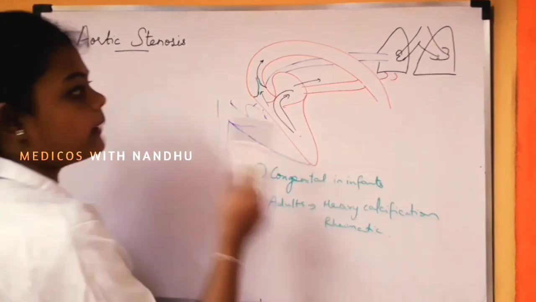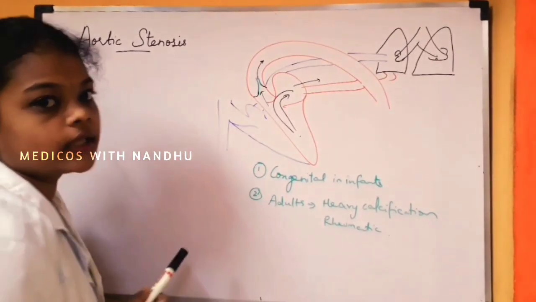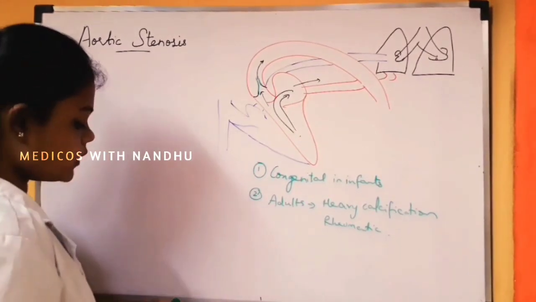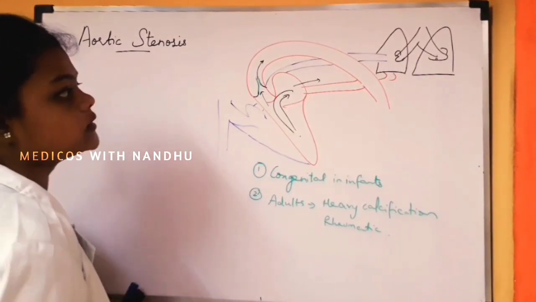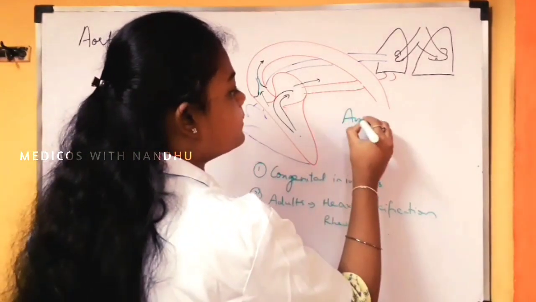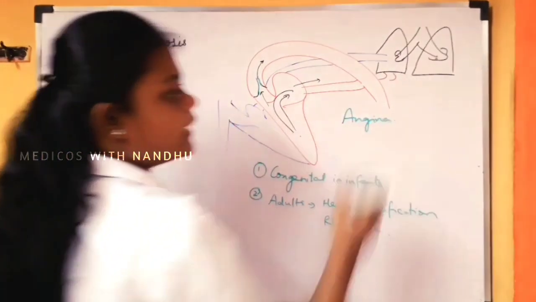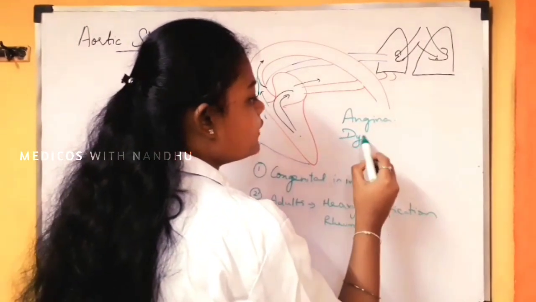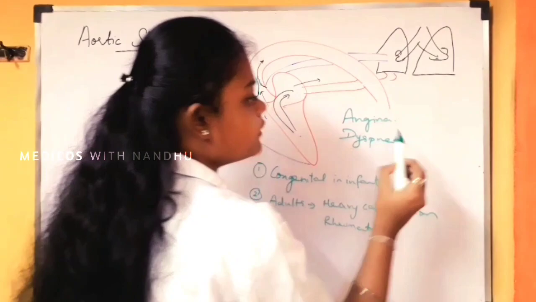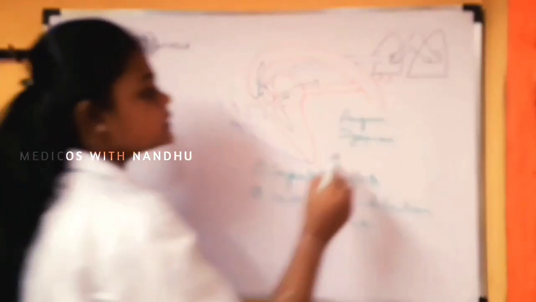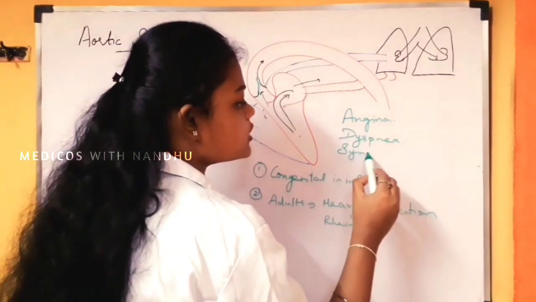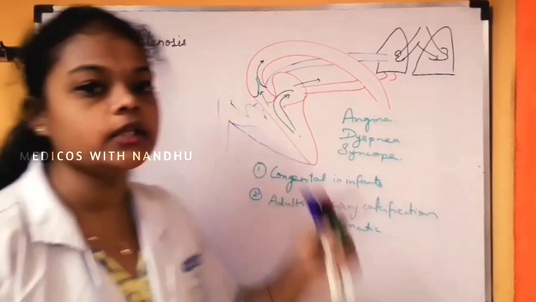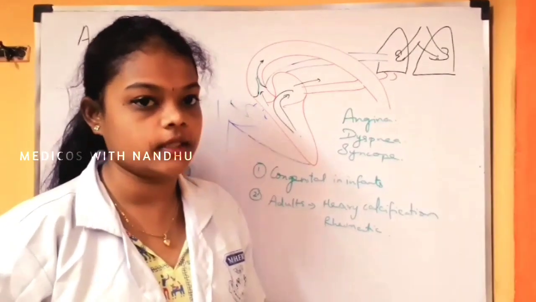Okay, so this is what happens in aortic stenosis, and the symptoms will be mainly angina, chest pain, as well as dyspnea, difficulty in breathing, and syncope, falling unconscious in simple terms. So angina, dyspnea and syncope are the symptoms present here.